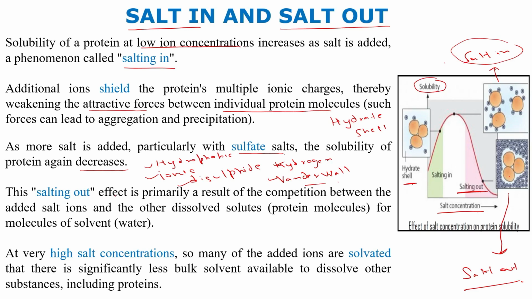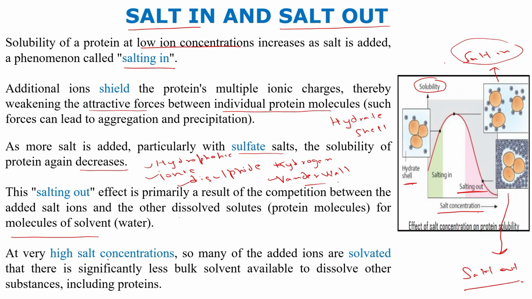Because this salting out effect is primarily a result of the competition between the added salt ions and other dissolved solutes, the protein molecules, for the molecules of water. That is to say, if a higher concentration of the salt is there, then the salt molecules and protein molecules will compete between themselves for the water molecules, and all the water molecules will be taken up by the salt, leaving the protein for aggregation, because the water won't be available for the protein molecules to dissolve in. Hence they will get precipitated.